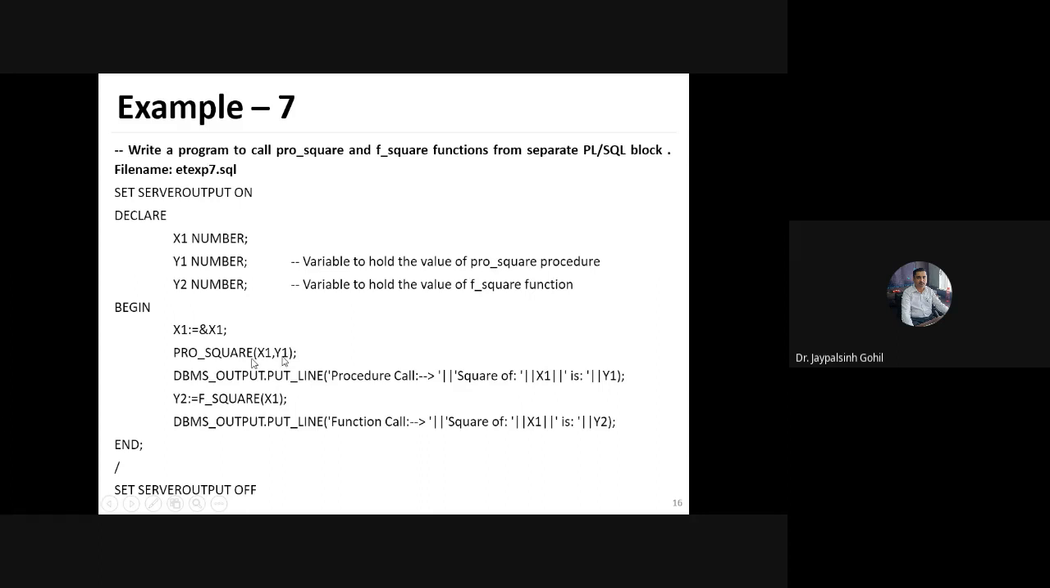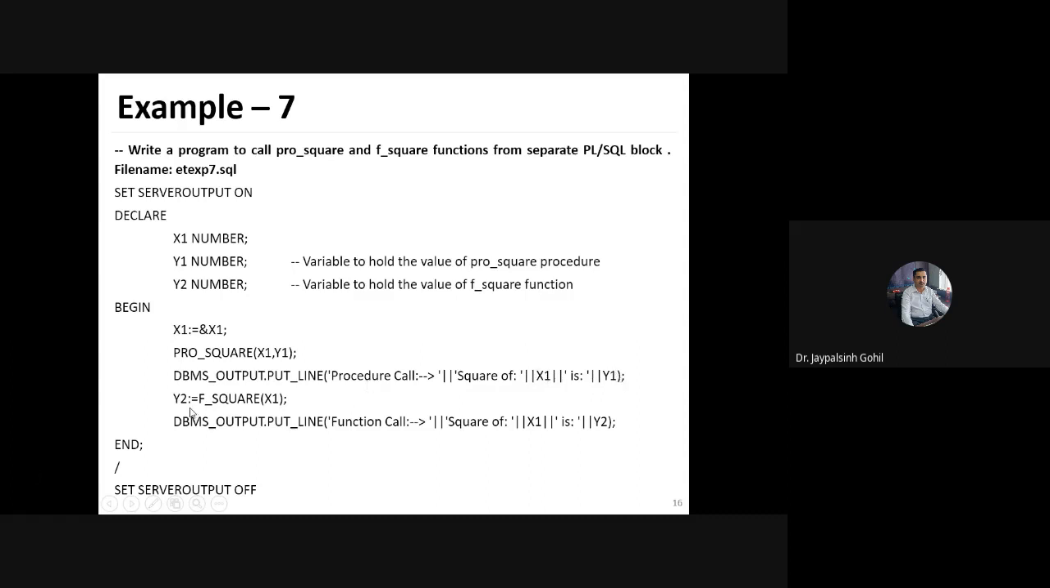So see, in this procedure code we have written the logic of how the square will be done, and the final result I am storing inside this y1, and finally I am printing this. Okay, dbms output put line procedure call. So this is the output I am getting from the procedure. The square of the given number is this.